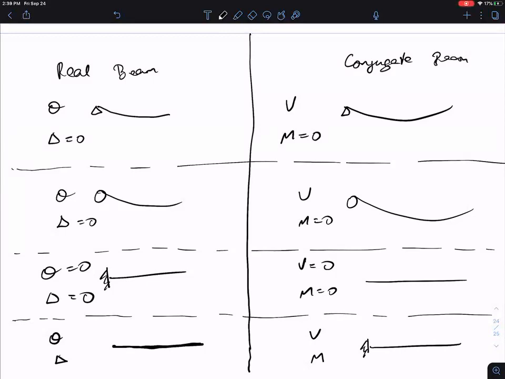In the next video, we're going to implement the conjugate beam method in an example to compute the slope and displacement in a beam.